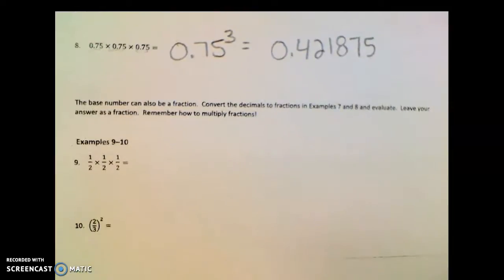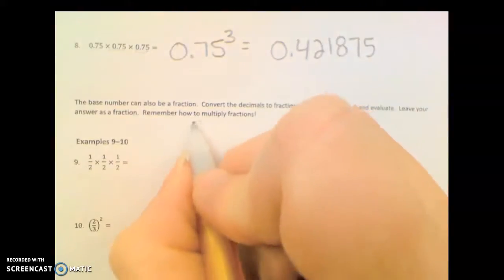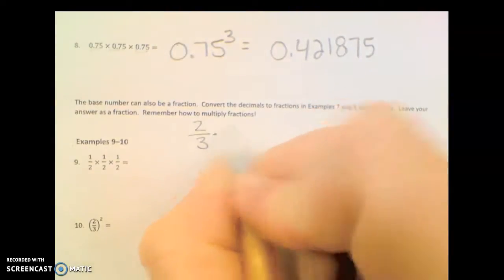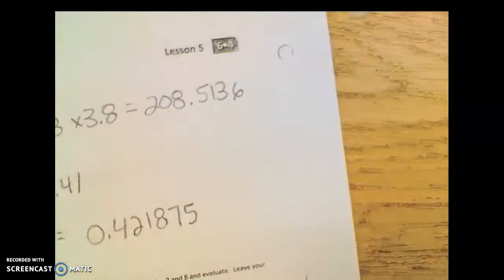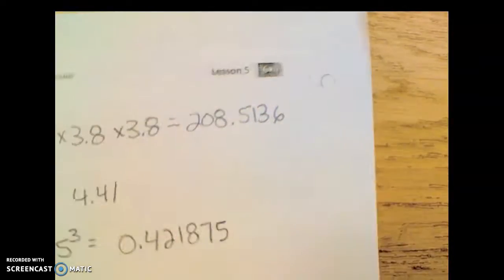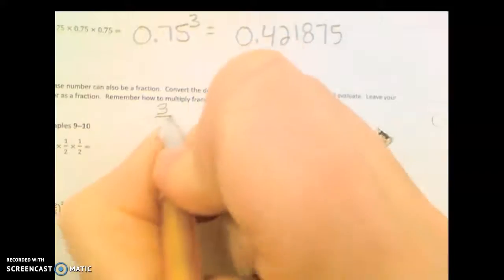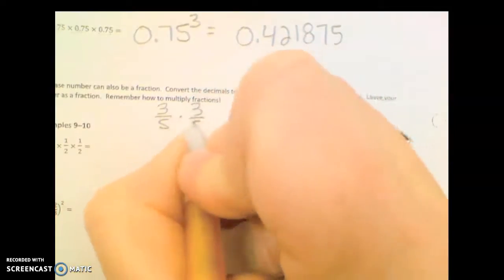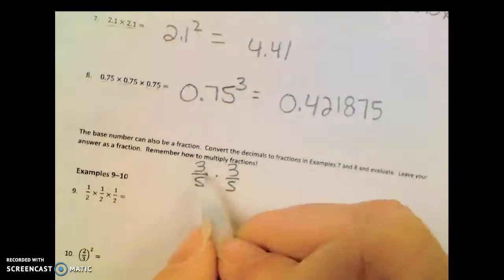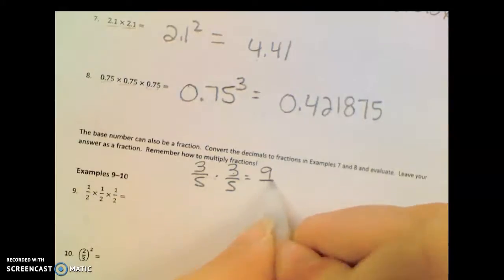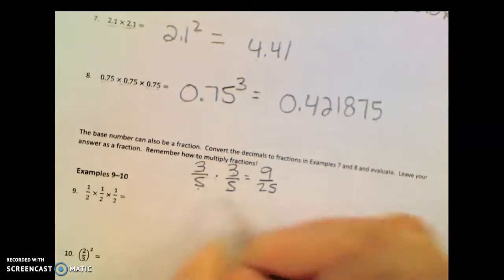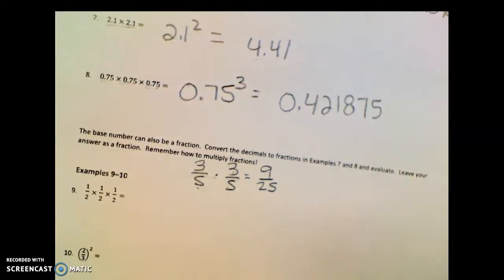Hopefully you remember how to multiply fractions. Remember, multiplying fractions is easy peasy. It's simply, if you have 2/3 times 2/3, oh no, I don't want to do that one. That's part of your example down the bottom. Let's say 3/5 times 3/5. You simply multiply numerator times numerator and denominator times denominator. So that answer would be 9/25.